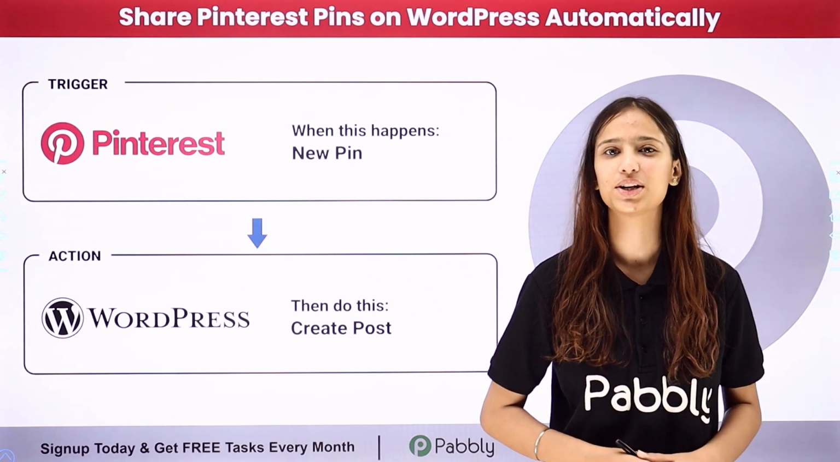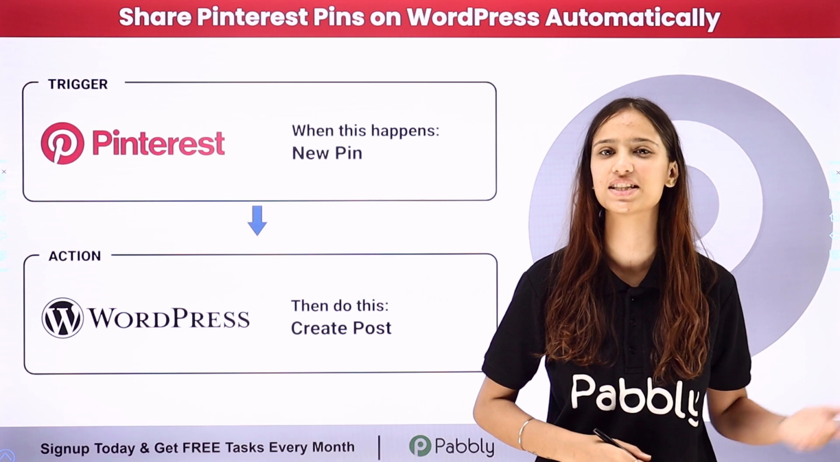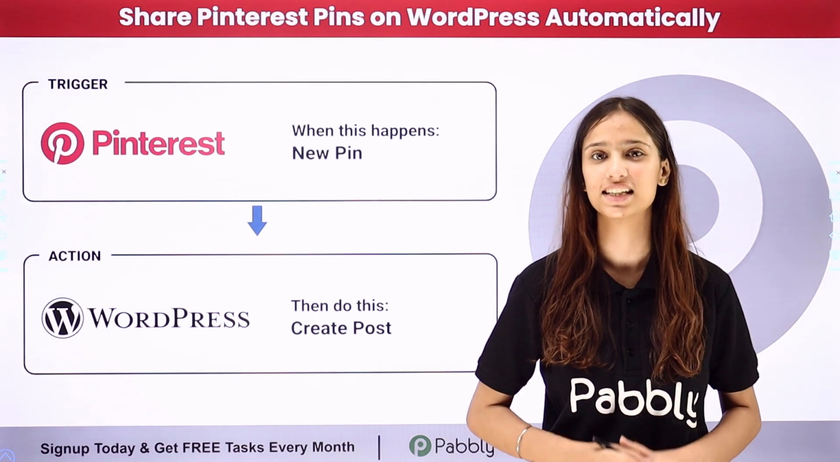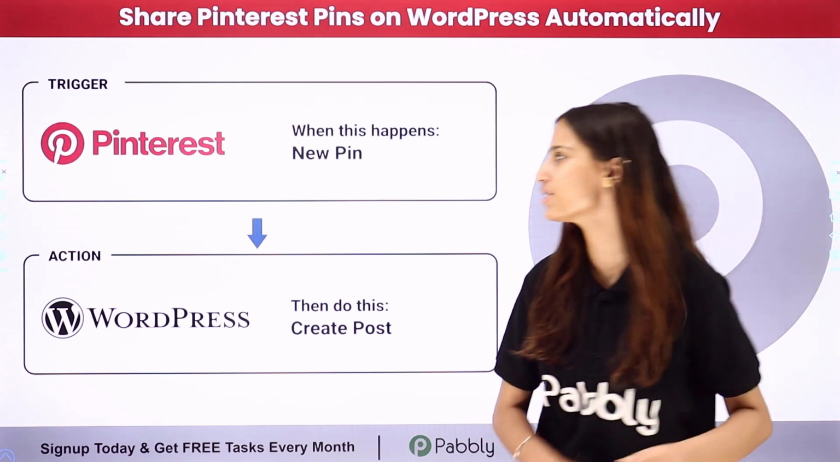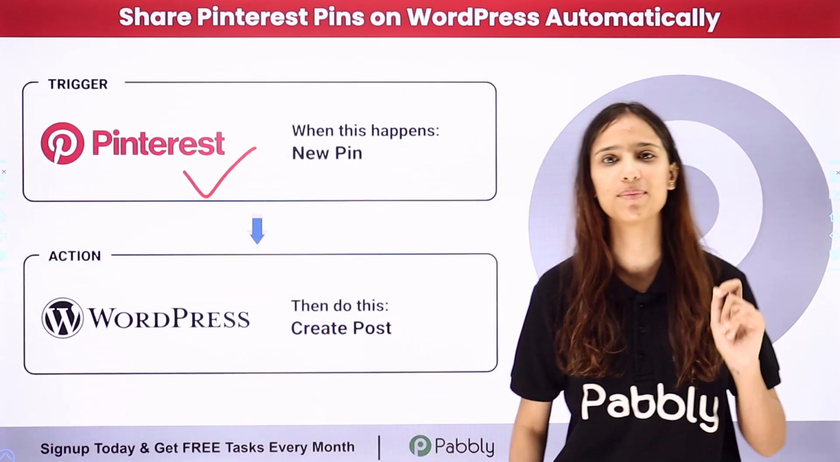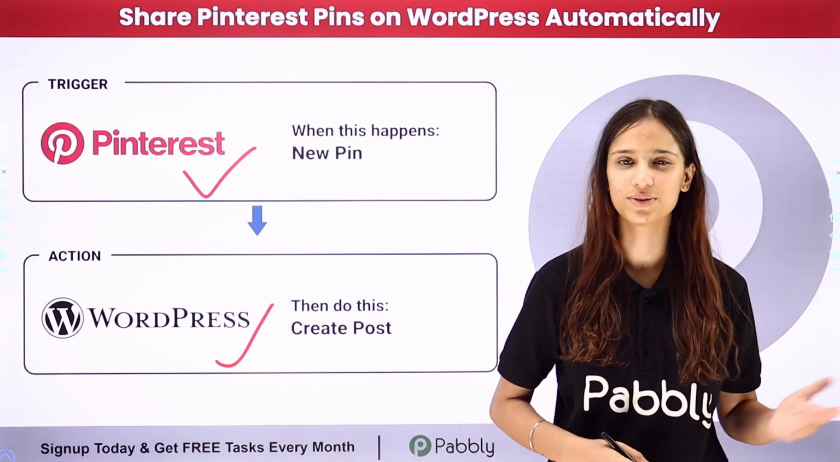So now to do this, I need to set up a connection between these two applications, for which I'm going to use this amazing automation software, that is Pabbly Connect. So Pabbly Connect follows the concept of trigger and action. So here my trigger application will be Pinterest and my action application will be WordPress. So if you want to learn more about this, follow me through the screen.